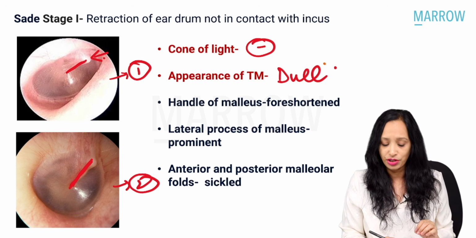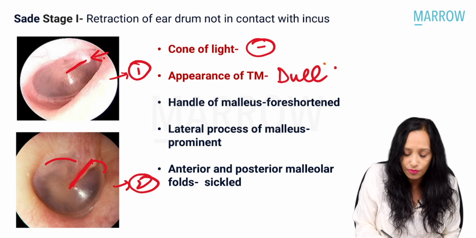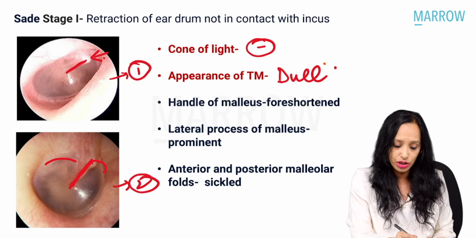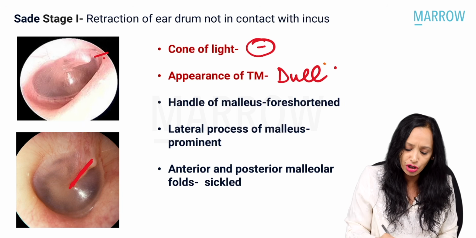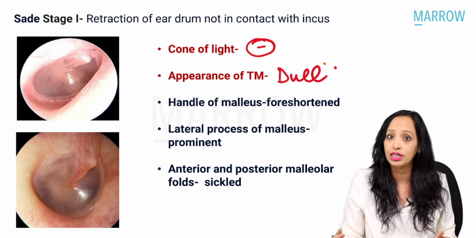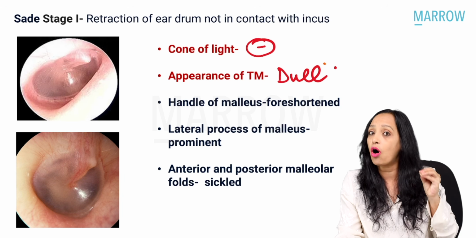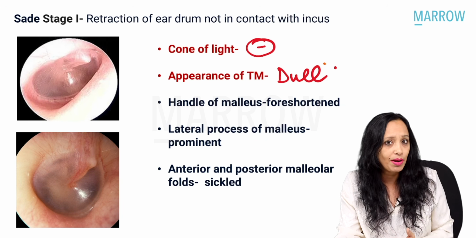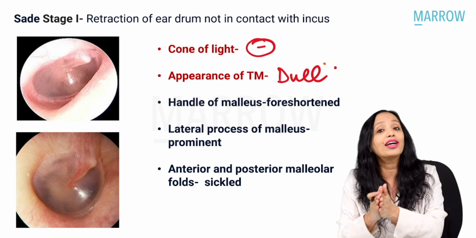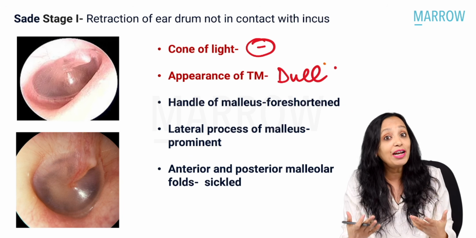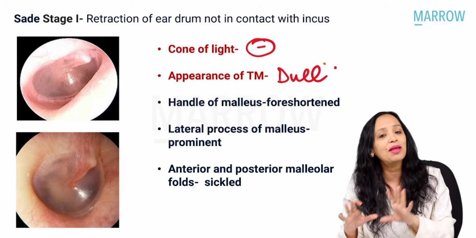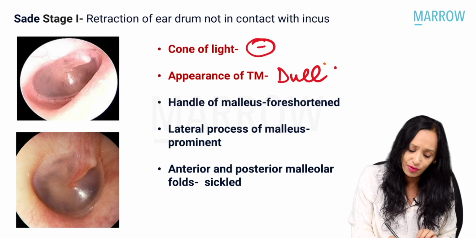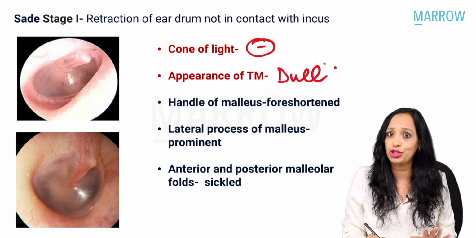Another feature of retraction is that the anterior and posterior malleolar folds will appear very sickled because of retraction of the handle of malleus. Now yes, always remember that all these features will not be present in all the retraction, but if any of these features of retraction are present, then we call it a retracted tympanic membrane. And as the stages of retraction increase, we might be able to see all the findings in one tympanic membrane itself. So yes, this is how a stage 1 will look. It is nowhere attached to the incus.